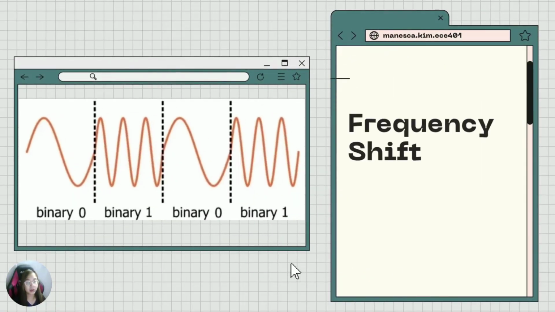Now we are going to talk about frequency shift keying. Frequency shift keying is a type of digital modulation that conveys messages by shifting the carrier signal frequency in response to the modulation signal while maintaining the amplitude and phase constant.